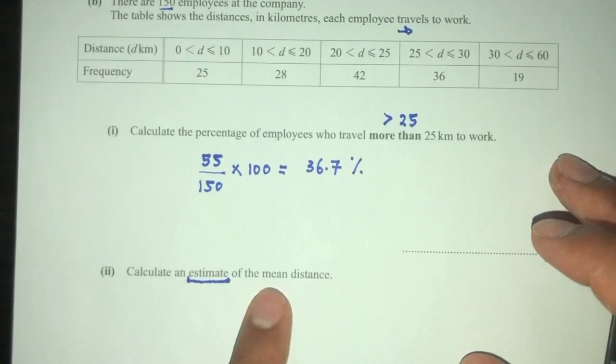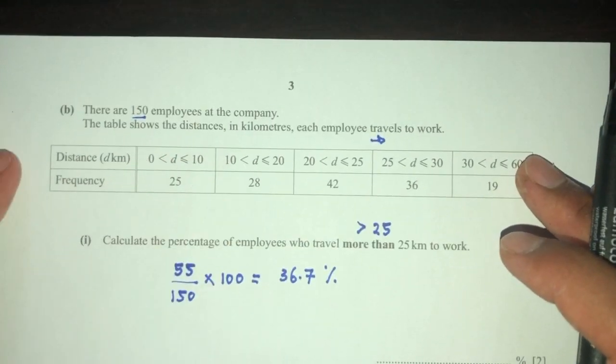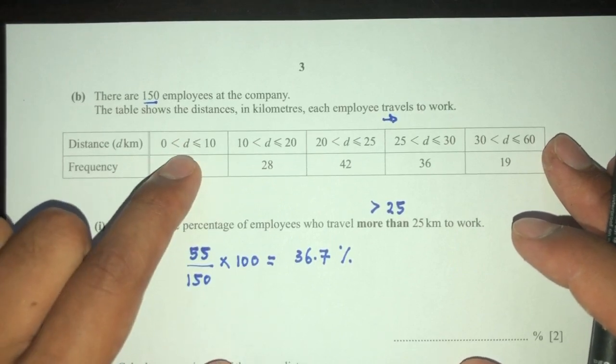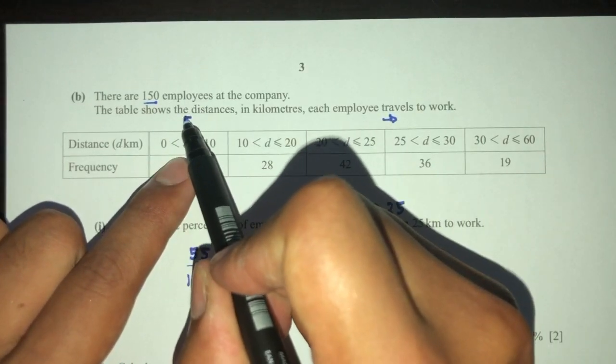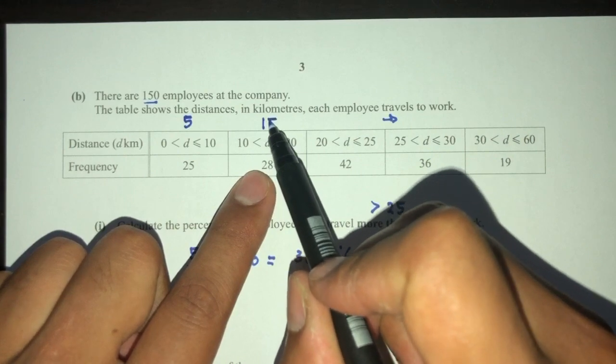To find the mean, you have to use the midpoint of those values. For example, what is the midpoint here? That will be 5, right? What is the midpoint here? That will be 15. So how do you find those usually?